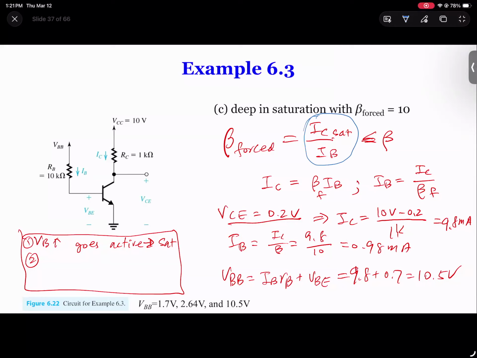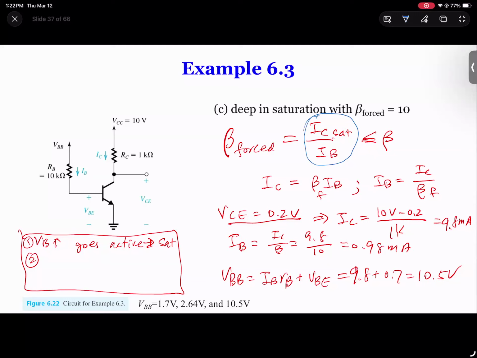What that says is that the relation between IC and IB, if that ratio is too small, it goes into saturation. If that number is equal to beta, it is in active mode, right? So in order to make this go from active to saturation, you can do one of two things. You decrease IC, so you fix IB but reduce IC. Or you increase IB.